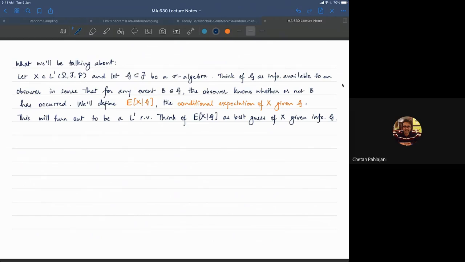So the tools we'll need. The tools we'll need are a result from measure theory called the Radon-Nikodym theorem. What does this thing do? This talks about differentiating one measure with respect to another.